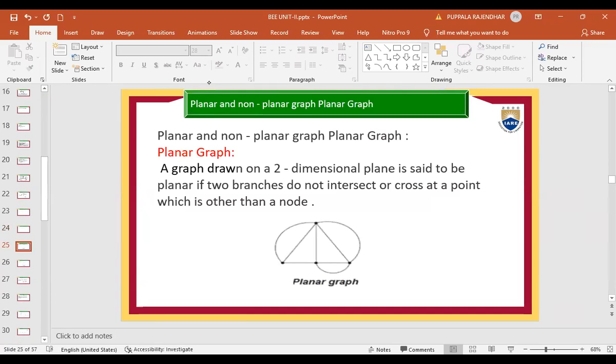What is a planar and non-planar graph? Planar we also discussed while dealing with the mesh analysis. A planar graph is a graph drawn on a two-dimensional plane that is said to be planar if two branches do not intersect or cross at a point which is other than a node. Okay, the third graph we are calling a planar graph.